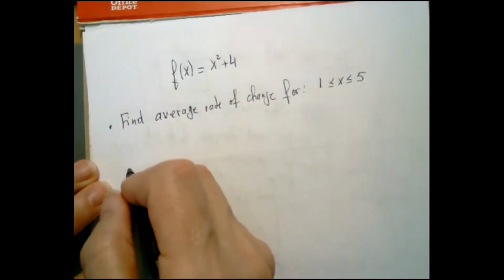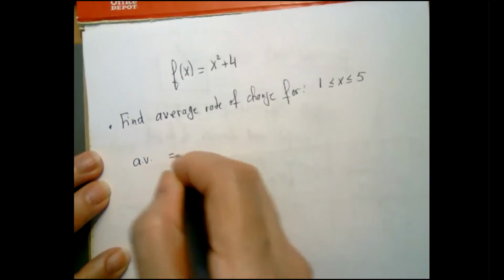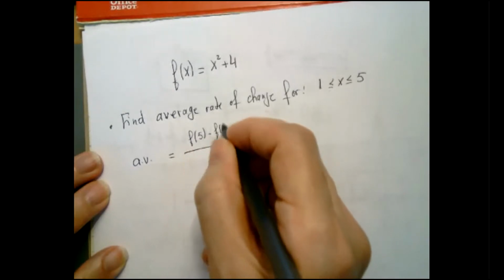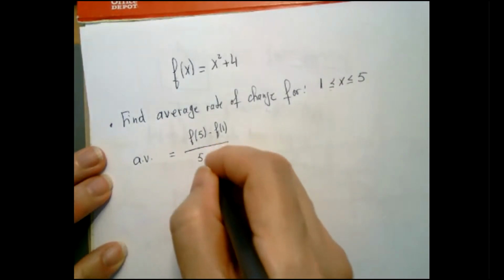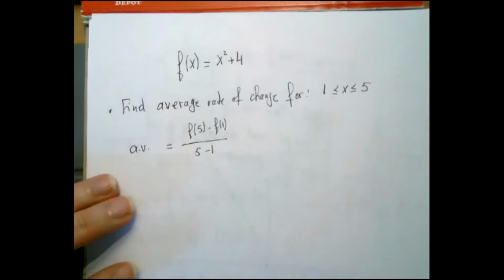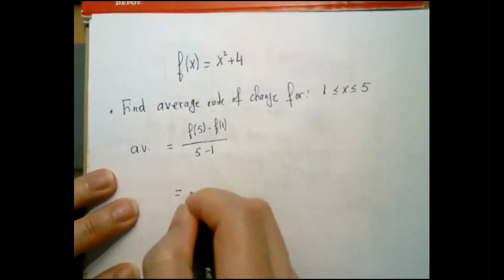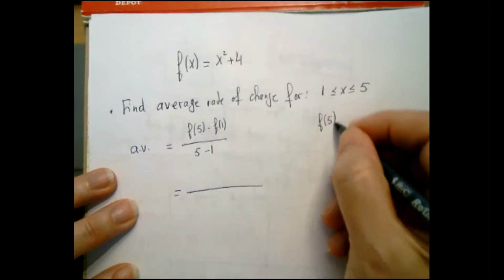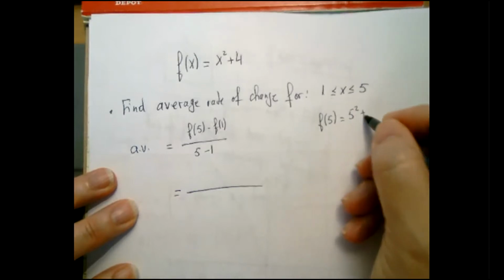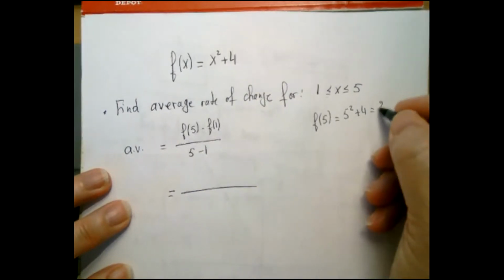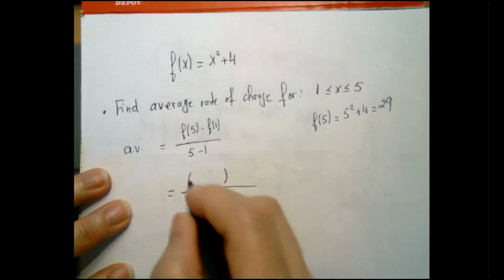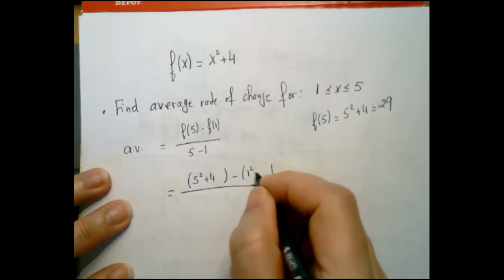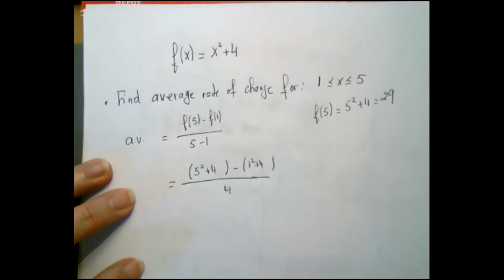So since I want it on this interval, it's the change in f, how much f changes, divided by how much x changes. That's really what it is in a simple format. Now f of 5, you can compute it on the side or you can plug it in. What is f of 5? It's 5 squared plus 4, which is 29. So that's 5 squared plus 4 minus 1 squared plus 4, divided by 4.